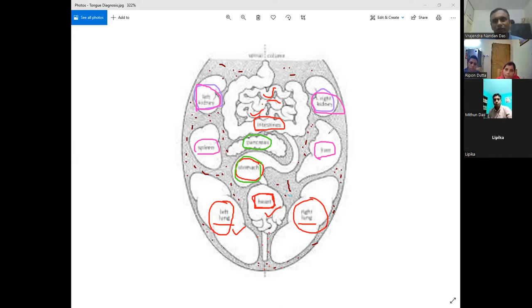So for example, in the front center portion of the tongue, if there is some discoloration, that means the heart is weak.